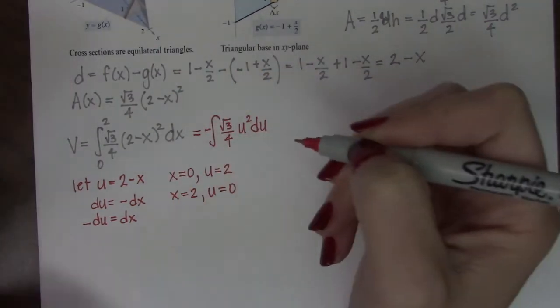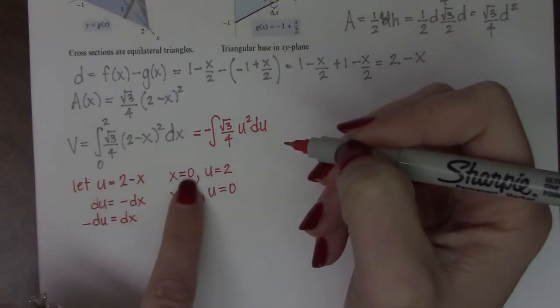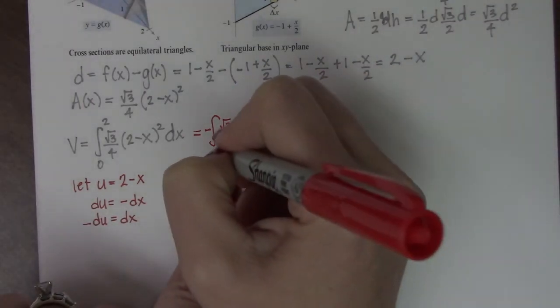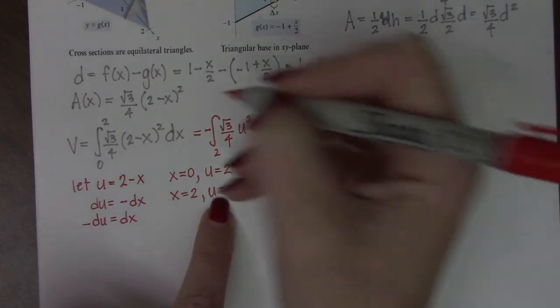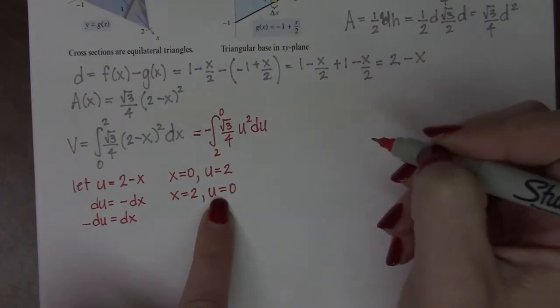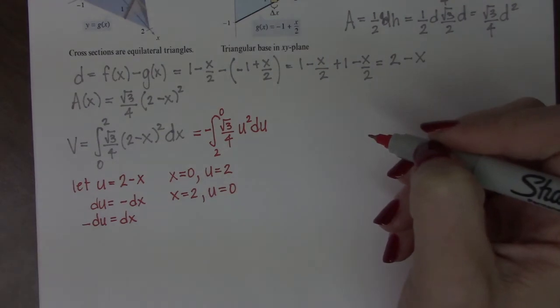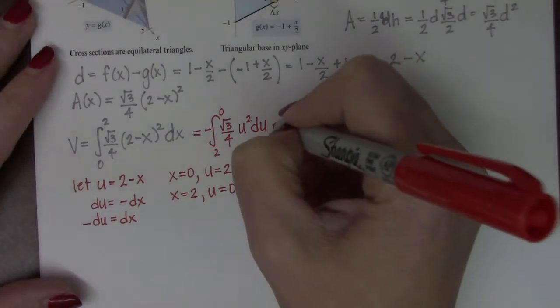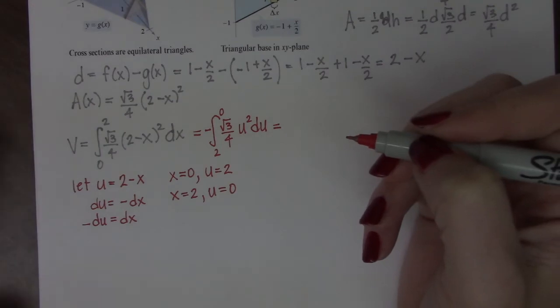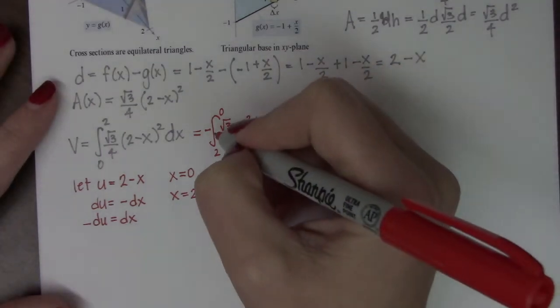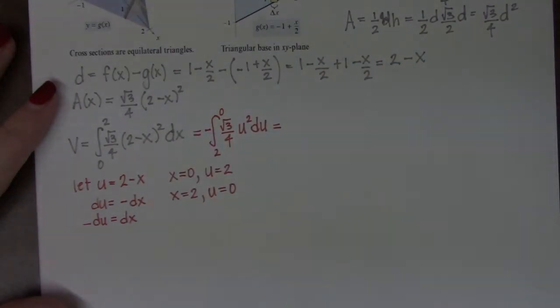My new bounds, and this is also important, if x equals 0 corresponded to u equals 2, 2 needs to go on the bottom. X equals 2 corresponded to u equals 0, so 0 has to go on the top. So you have to get the order correct. Now this is not typically the way we integrate, right? We want to go from the lower bound to the upper bound. And you are allowed to switch the order of integration if you multiply the integral by -1. So when I multiply by -1, it's going to make this negative sign go away.